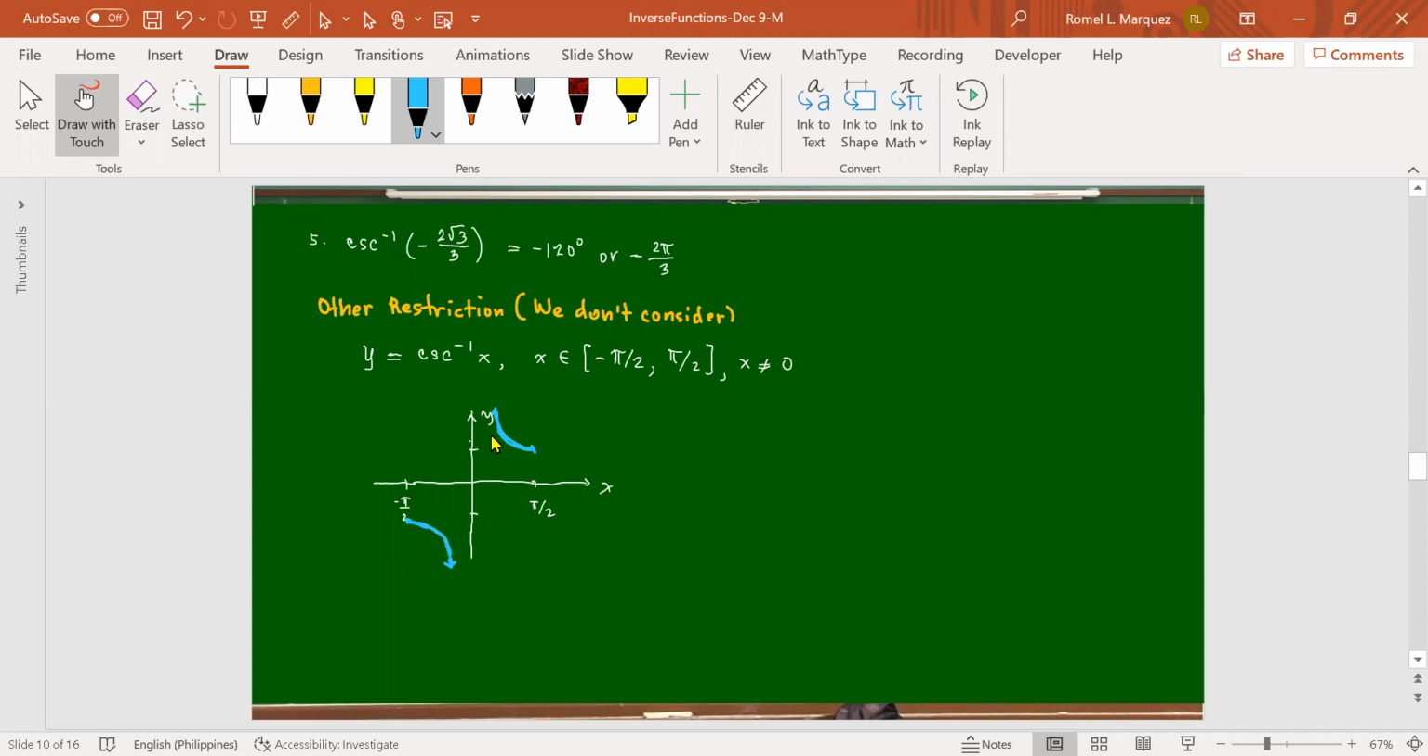So this is what others do. And notice that if you draw a tangent, the slope is always what? Always negative, in whatever portion of the graph you draw. That's why in calculus, the formula for the derivative that they have is for cosecant x. So that's what we restrict. And for the inverse, y equals cosecant inverse of x, the restriction is on y, also negative pi over 2 to pi over 2, but we assume x is not equal to 0.